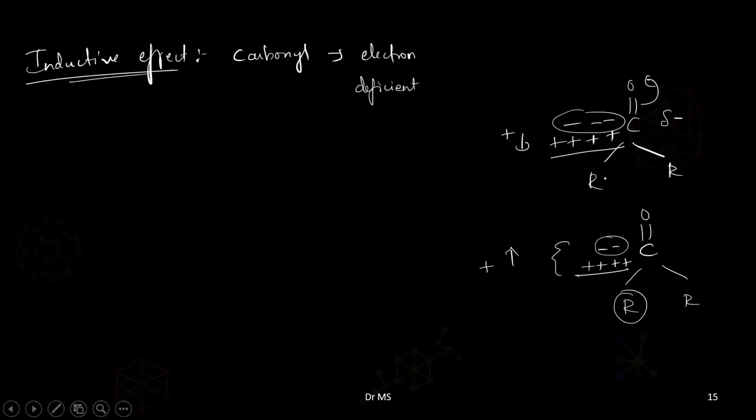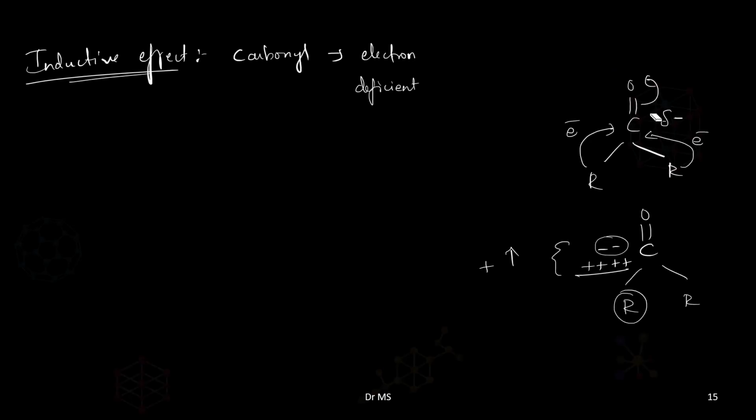Sir, could you just repeat it once? See here, there are two alkyl groups present. This alkyl group is donating electrons to the carbon, and this alkyl group is donating electrons to the carbon. So what happens now? The electron density on this carbon increases or not?